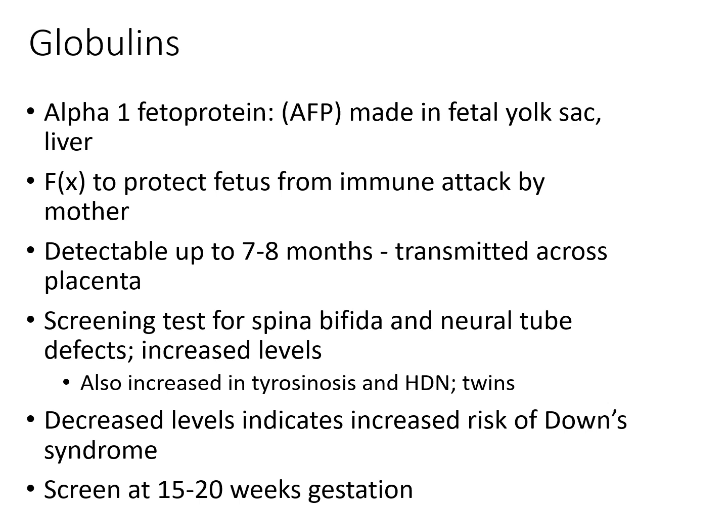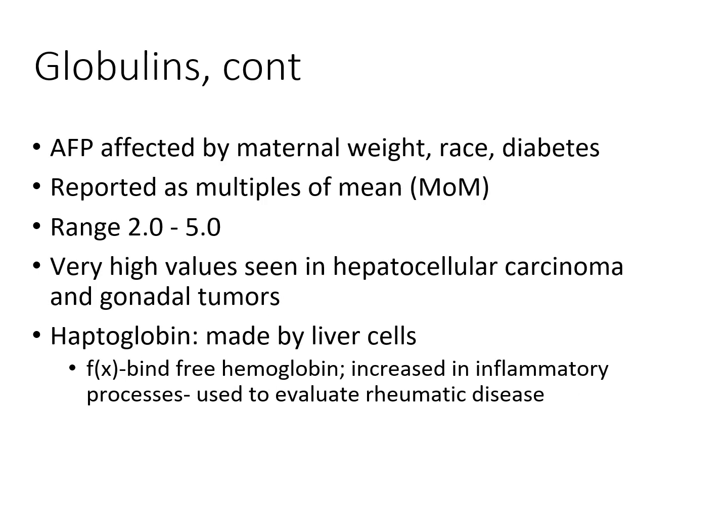So, the screening timeline for AFP: this is usually performed on pregnant patients between 15 and 20 weeks of gestation. Factors that can affect the AFP levels: they can be influenced by maternal weight. If the mom has a higher weight, it may lower the AFP level. Race, and whether the patient has diabetes, also matter. AFP results are reported as multiples of the mean. So the normal range is typically between 2 to 5 multiples of the mean. Very high AFP values are observed in hepatocellular carcinoma, or liver cancer, and gonadal tumors as well.